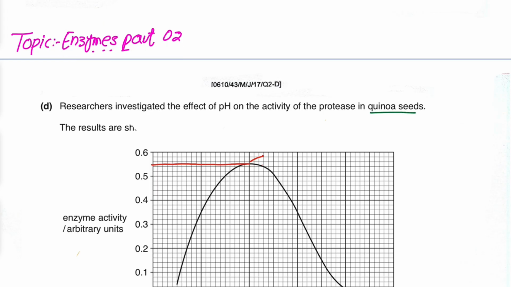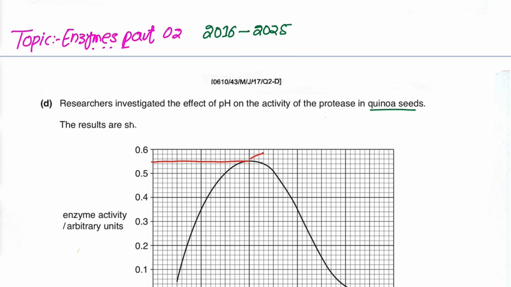In today's class, we will begin looking at the questions from the year 2016 and go till the end of 2025. But the good news is that in 2016 and 2015, no question appeared from the enzyme section, so we will begin from the year 2017 and go till the end of 2025. Part one I left at question number 8, and now I begin from question number 9.